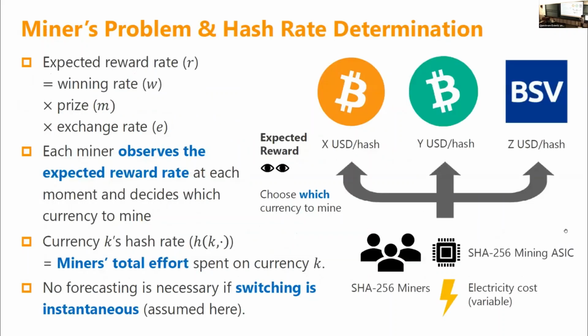To be more precise, the miners' profit maximization structure is something like this. Each cryptocurrency provides some expected reward to miners, and after observing this, miners decide which currency to mine. And as a consequence of the total effort exerted for Bitcoin, Bitcoin Cash, and Bitcoin SV, each currency's hash rate is determined. And we want to clarify the relationship between expected reward and hash rate.